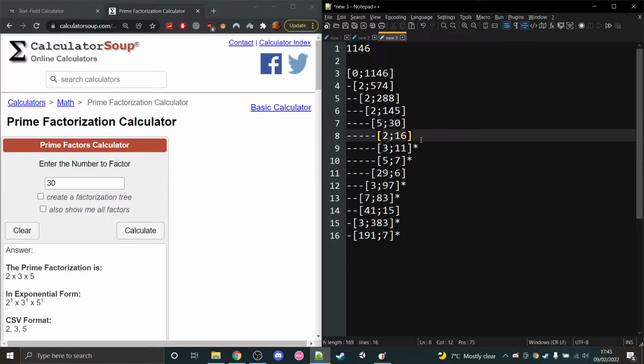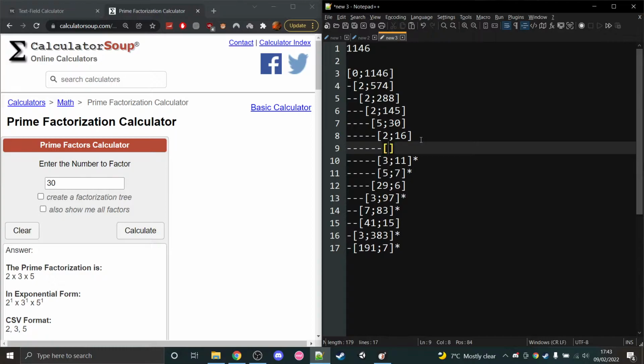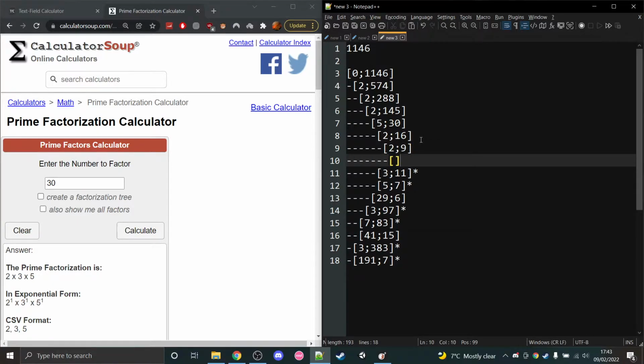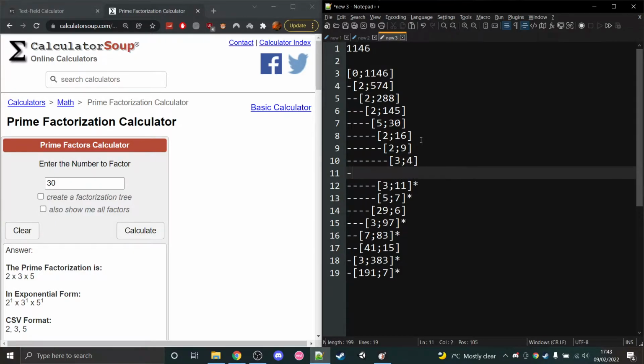16 is 2 to the power of 4, so it only has 1 prime factor, and that's 2. 16 divided by 2 is 8, plus 1 is 9. 9 is equal to 3 squared, so 3 is its only prime factor. 9 divided by 3 is 3, plus 1 is 4. And 4 is equal to 2 squared, so 4 divided by 2 is 2, plus 1 is 3. Mark that.